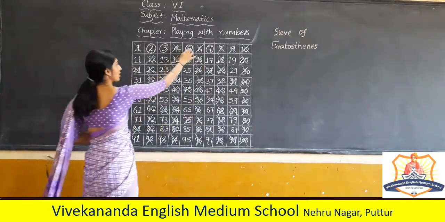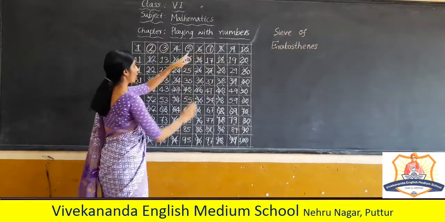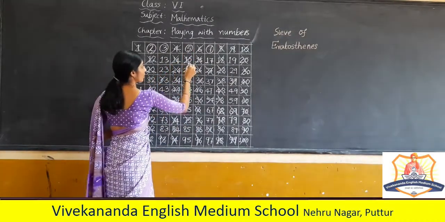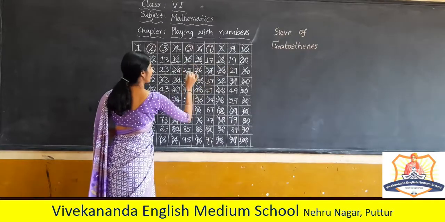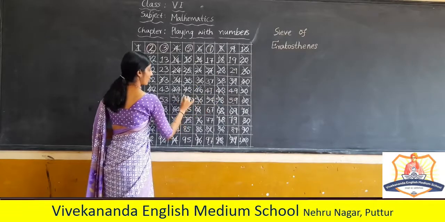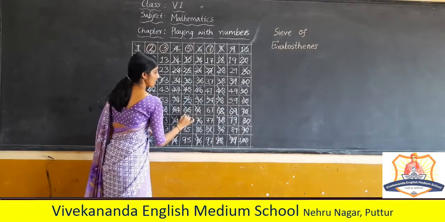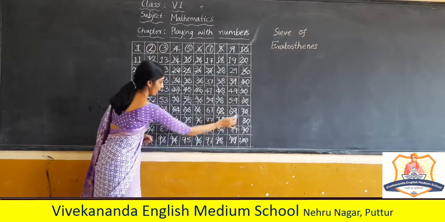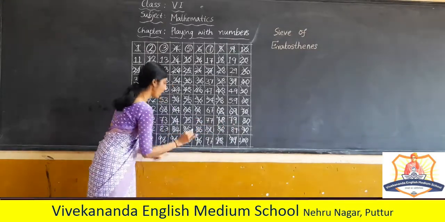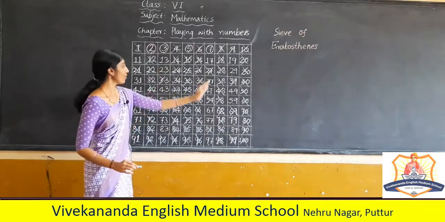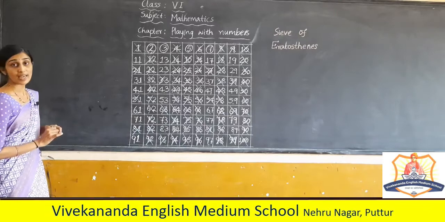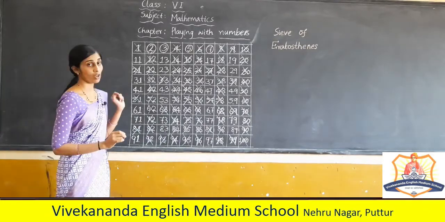So likewise, we can cross mark all the multiples of 5. 5, 10, 15, 20, 25, 30, 35, 40, 45, 50, 55, 60, 65, 70, 75, 80, 85, 90, 95, 100. In the same way, we can go on with this method. So which are the numbers left without cross mark?